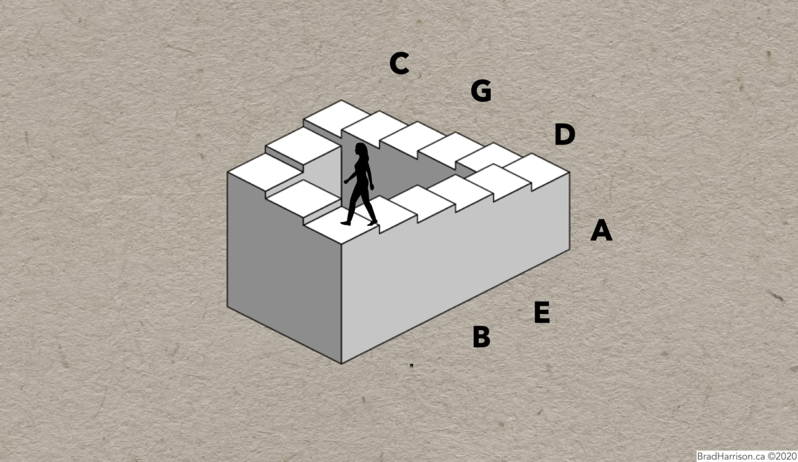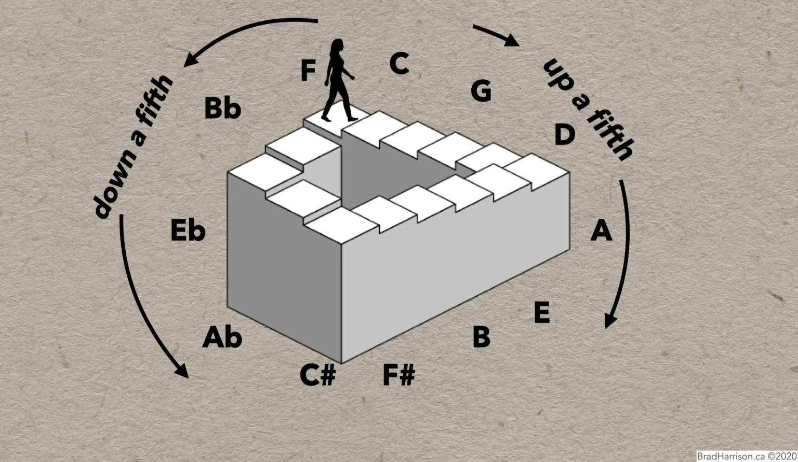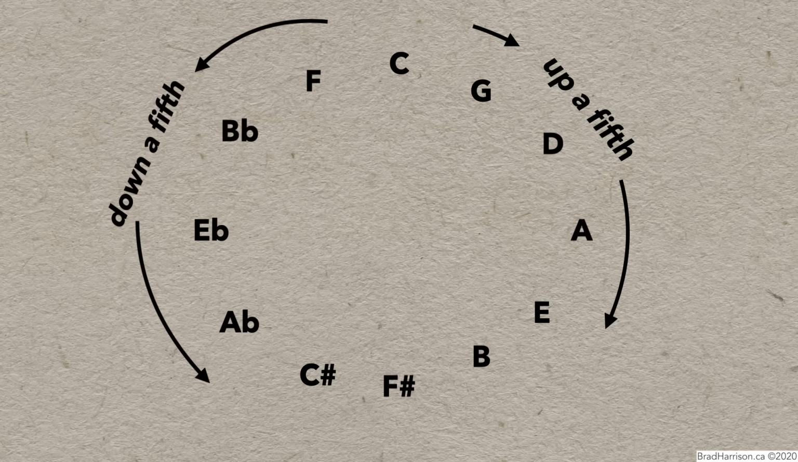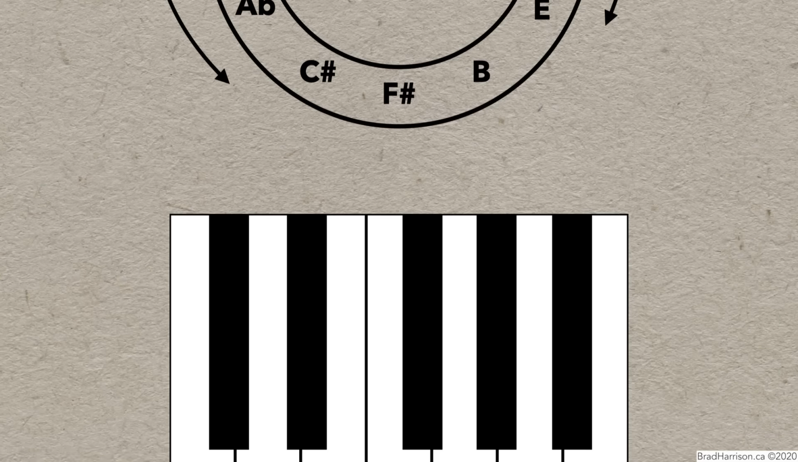But instead of going up or down a stair as you go around, the notes go up a fifth clockwise and down a fifth counterclockwise. And if you keep going, you'll end up where you started. This isn't possible in the physical world, but it is possible in music. Let's see how this plays out on the piano.